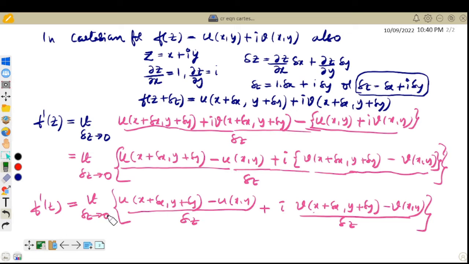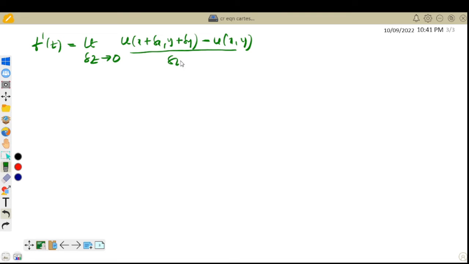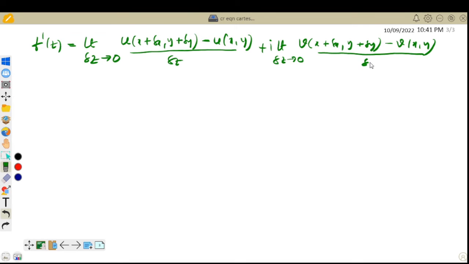Okay, so let us go for next step. Next step is the limit of a sum is equal to sum of the limits. f'(z) = limit as Δz tends to 0 of [u(x + Δx, y + Δy) minus u(x,y)] divided by Δz plus i times limit as Δz tends to 0 of [v(x + Δx, y + Δy) minus v(x,y)] divided by Δz, and call this equation number 2.